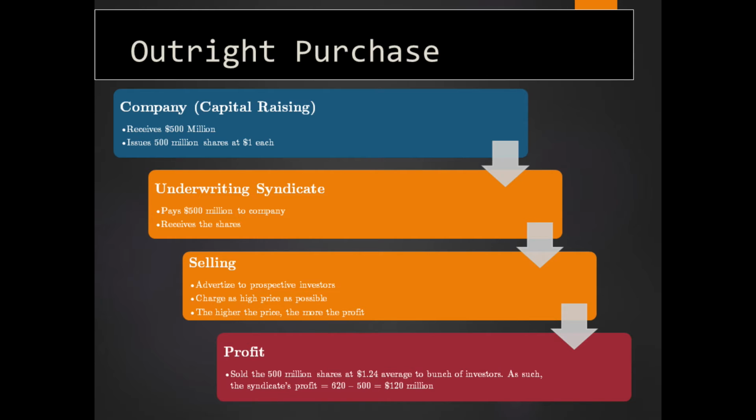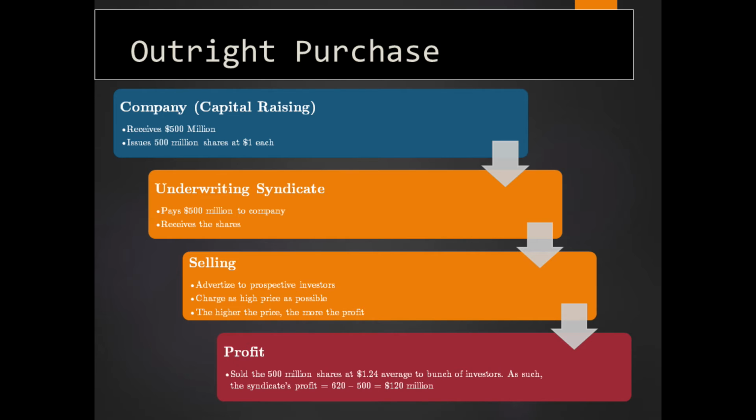Let's say a syndicate enters into the no commission mode of IPO. So they give the company $500 million and they receive the shares equivalent to that amount. So now they have $500 million worth of shares in their hands, but they don't have $500 million in cash. Now the only way they can make money is by selling those shares to the general public at a price as high as possible. So let's say the investment banks got to work and engaged in an aggressive campaign of selling those shares to different pension funds and hedge funds.